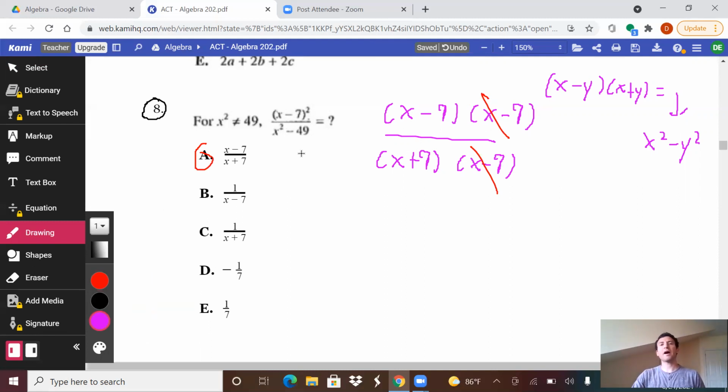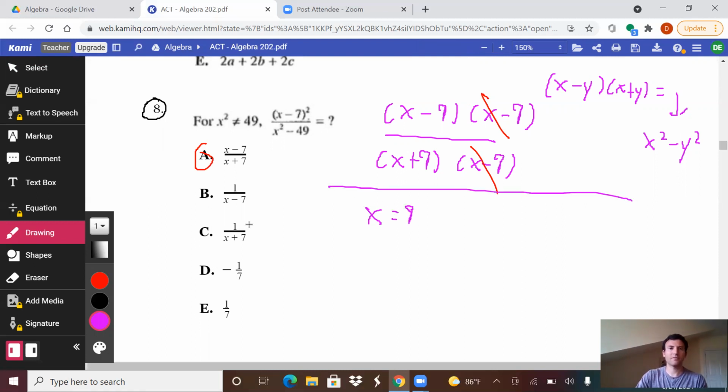You're not totally out of luck on this problem. Whenever you need to match expressions, you can always just pick a number for the variable. So if you put the same input into the same expressions, they should yield the same output. So let's just make x equal 9.